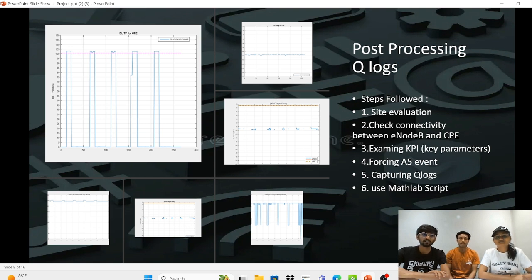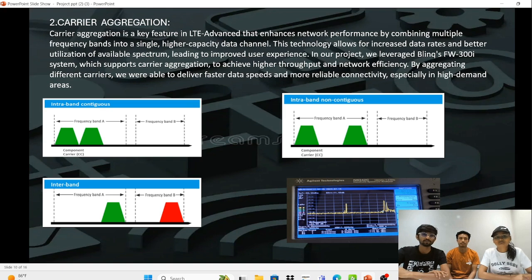For that, we conducted LAA testing using bands 46 and 48, exploring LTE operation in the unlicensed 5 gigahertz spectrum. We implemented carrier aggregation to increase throughput by combining multiple frequency bands, and the FW300i supports downlink carrier aggregation of up to three carriers, significantly enhancing the data rates, allowing us to assess network performance in a high density scenario.